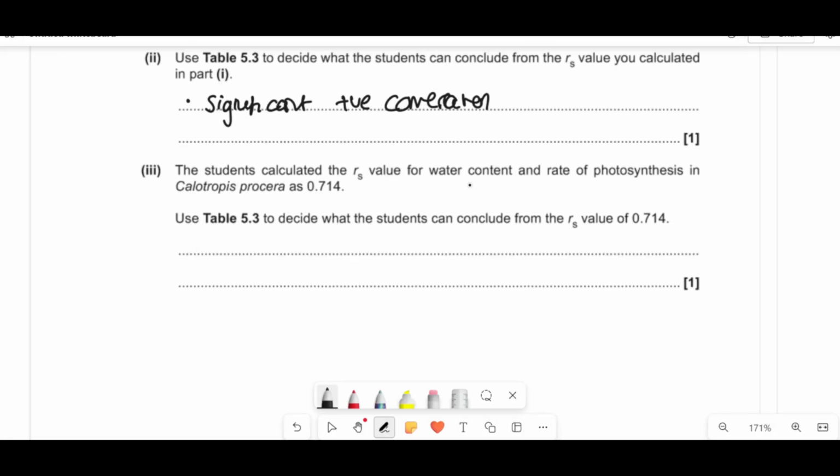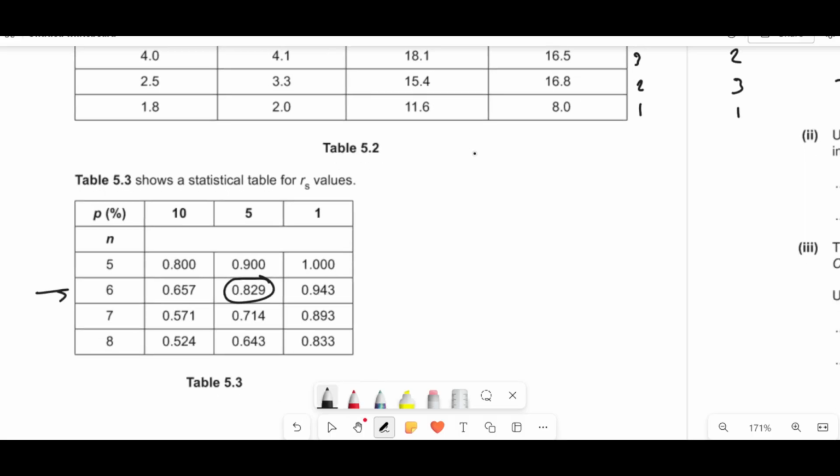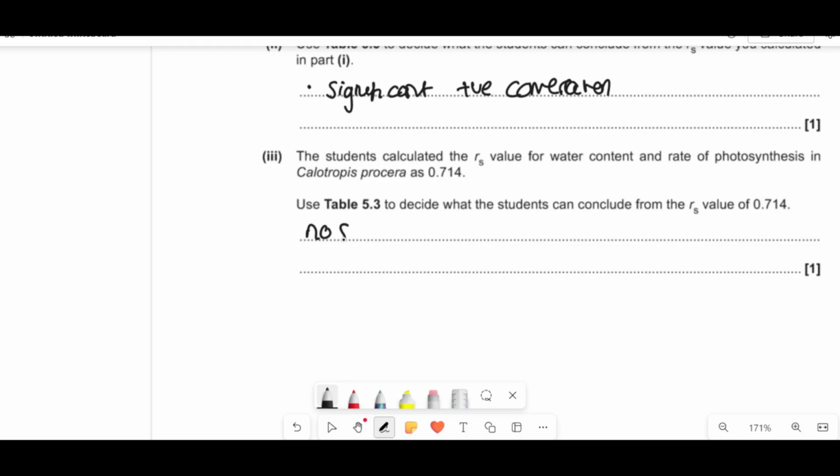Now the students calculated the rs value for the rate of photosynthesis and they got 0.7414. If we have a look here, it's the same number of paired data. So if we look for 0.714, that is below this. We're not at the threshold for 5%. Actually, it's 10%. So that means there is no significant positive correlation. The positive correlation was probably due to chance, because that p-value is testing this correlation. You can't just say the results are significant. You need to say the correlation is significant, because it's testing the significance of the correlation.